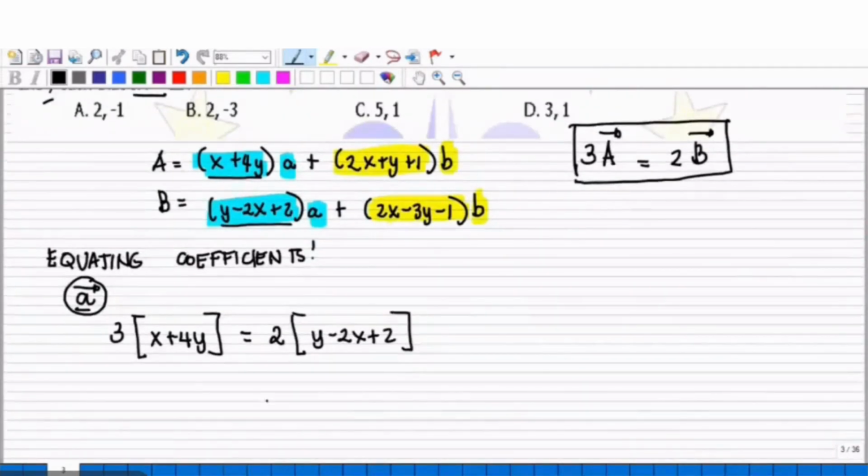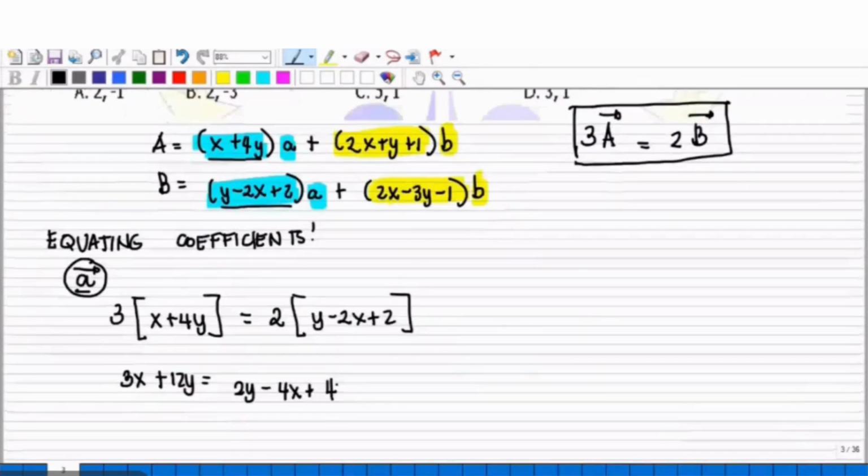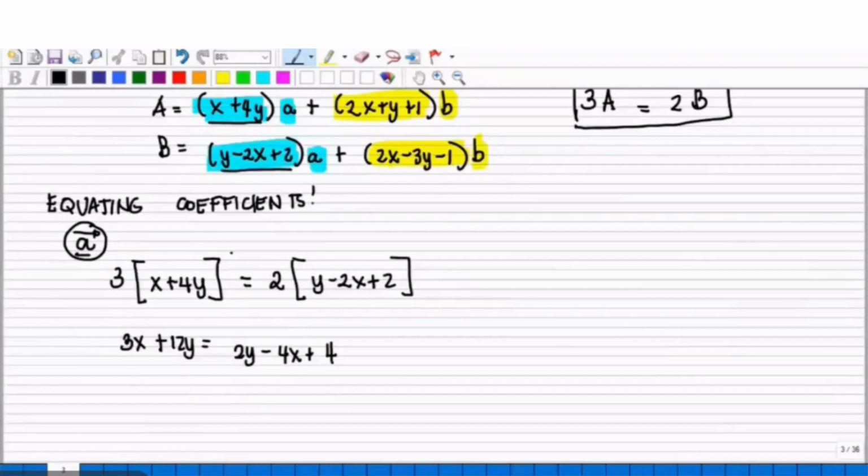Then, simpleng algebra lang. So, this is 3x plus 12y, I should say. So, this is equal to 2y minus 4x plus 4. Okay? So, simpleng manipulation lang ulit ng algebra. So, this will become 7x plus 10y is equal to 4. So, this is equation 1.